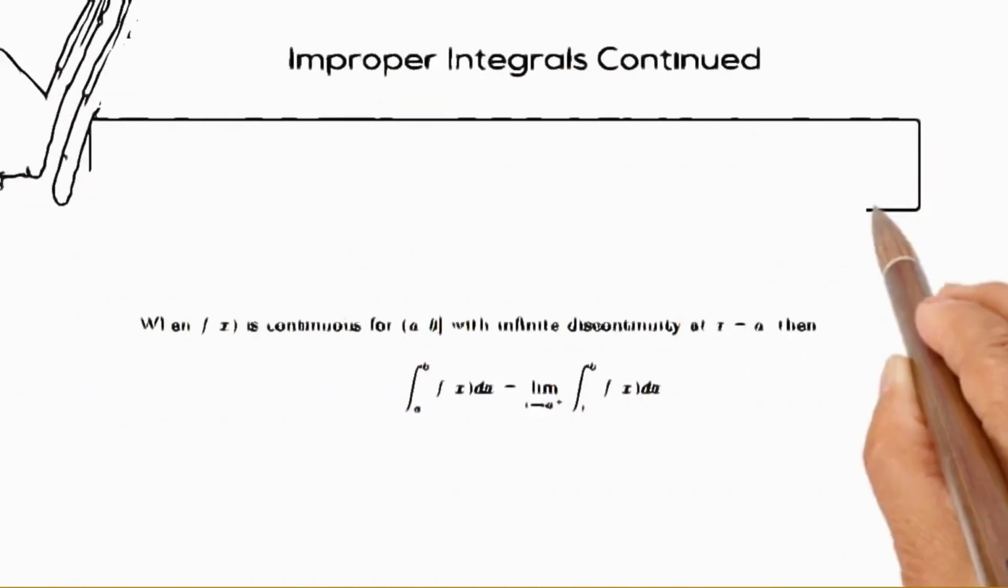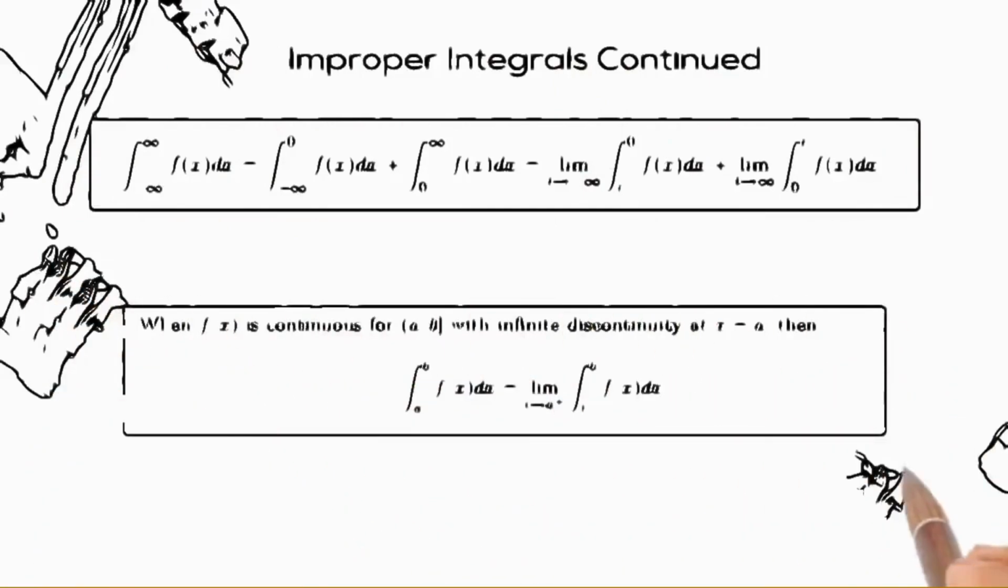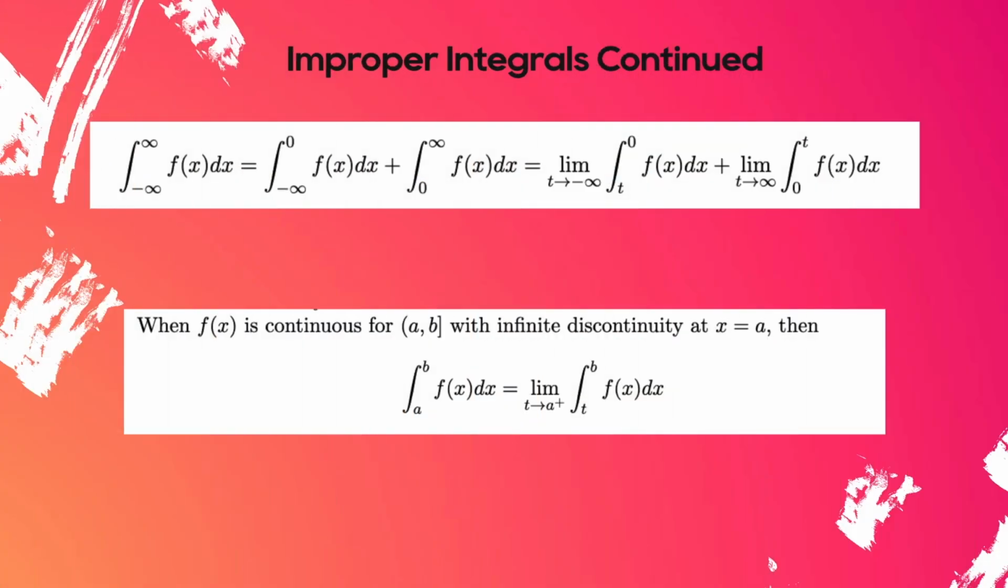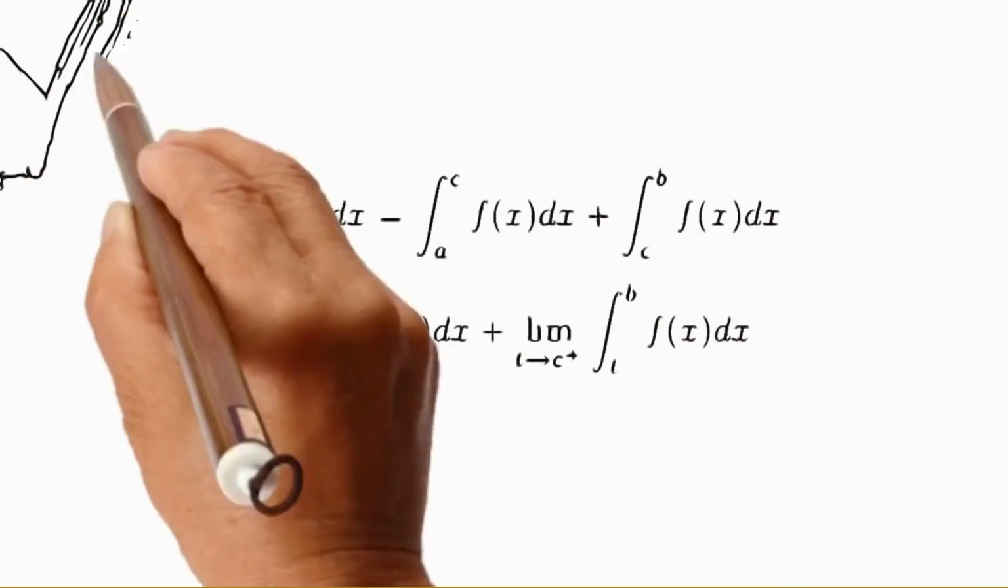Now let's look at more examples. If we want to integrate from negative infinity to infinity, we will break this integral apart into negative infinity to 0 plus 0 to infinity. And then we will write two separate limits, one as t approaches negative infinity and one as t approaches infinity. And then we can get this expression.